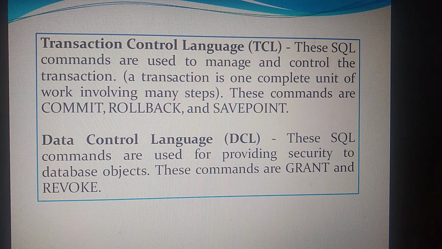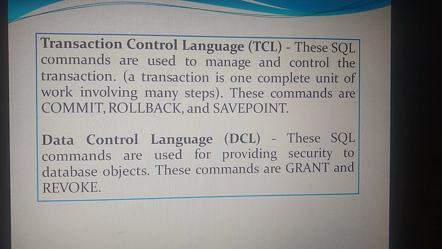Transaction control language. TCL, these SQL commands are used to manage and control the transaction. And what is a transaction? A transaction is one complete unit of work which involves many steps. In a transaction there are a number of steps. Some of the commands are commit, rollback and savepoint. Commit is used to permanently save all the work that you have done. Rollback is used to take you to the initial position from where you have started. And savepoint is used to make a bookmark, or it is used for partial rollback. These we will be doing in the coming weeks.